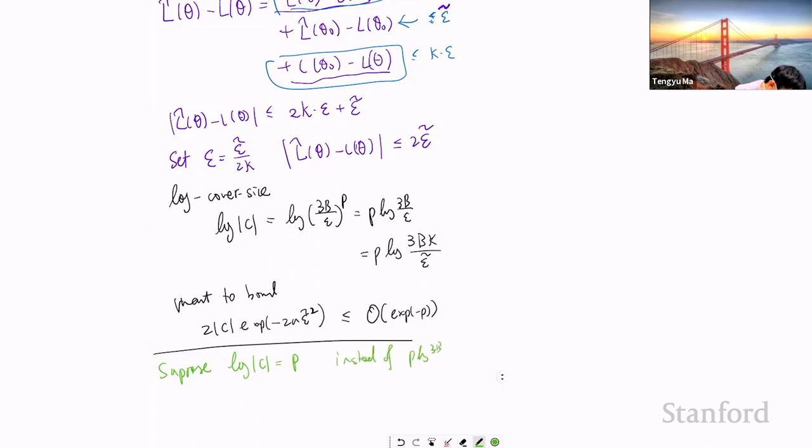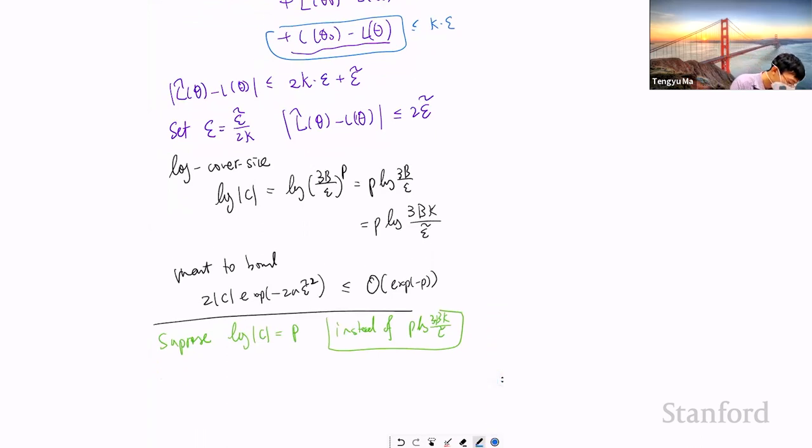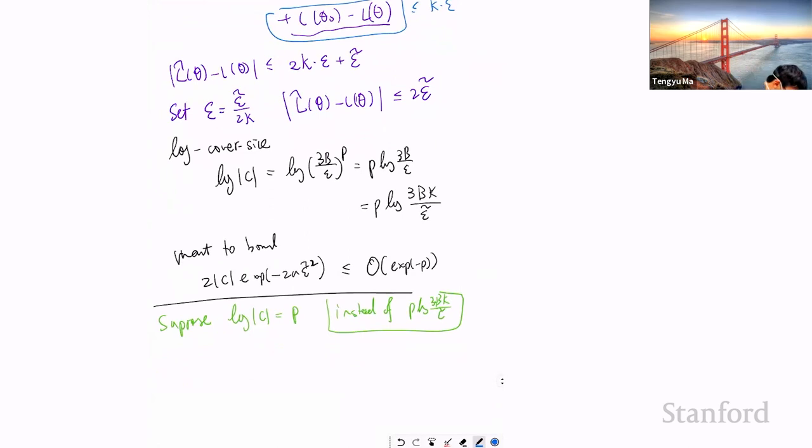So suppose you just have p, you don't have the log term. Actually, this becomes a very simple calculation. So basically, if you take the log of this desired inequality, you want that... let me see.